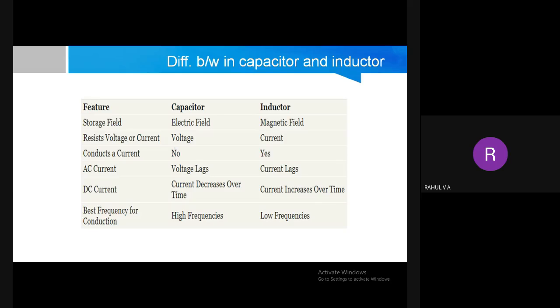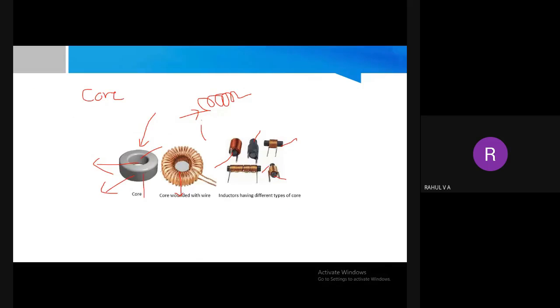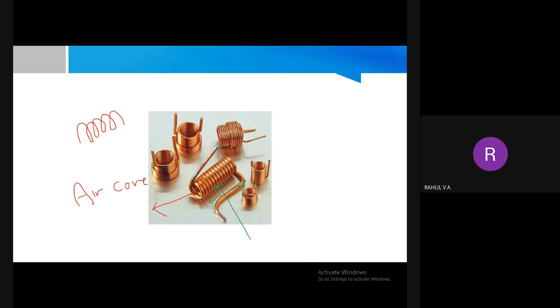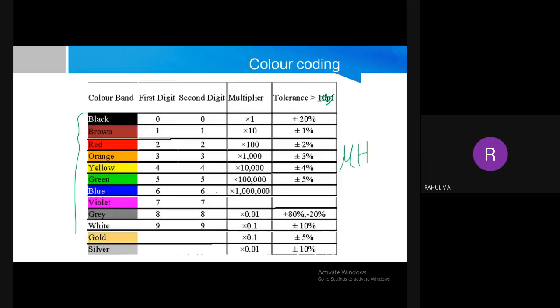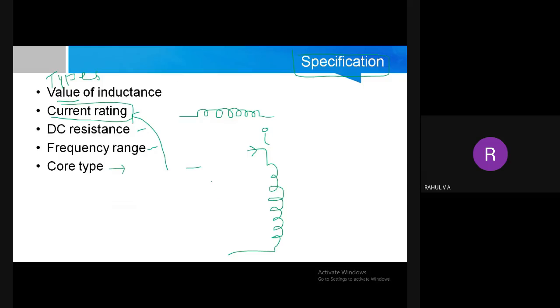Then variable inductance is nothing but a coil with one connection tapped in between, and with the help of a rotating mechanism we move this tapped contact up or down. As it varies the number of turns, the value of the inductor is proportional to the number of turns wound in the coil. So as we move the center tap, the number of turns varies and the inductance value changes. And then we have seen the specification of inductance.